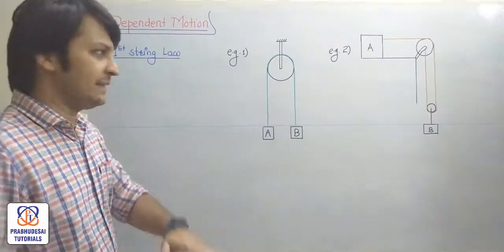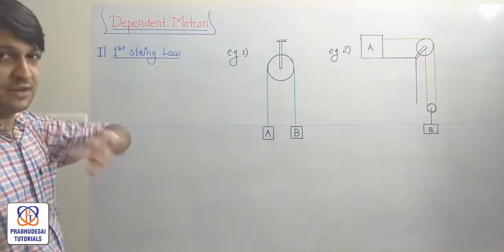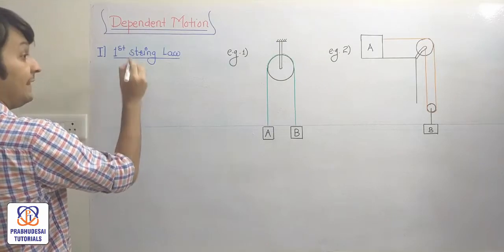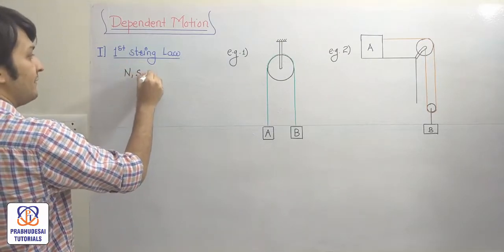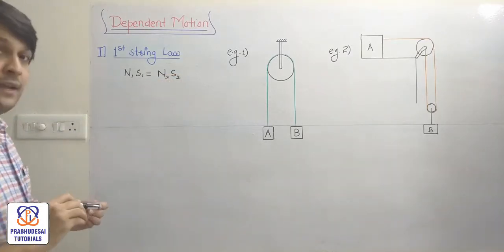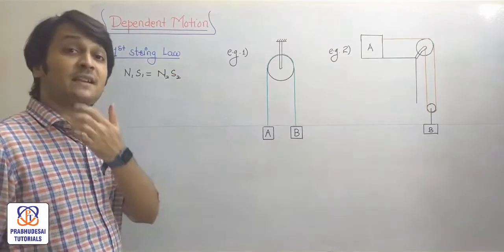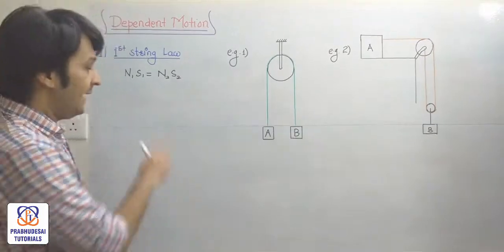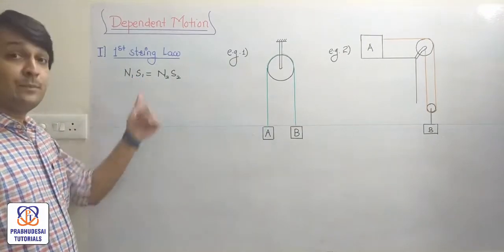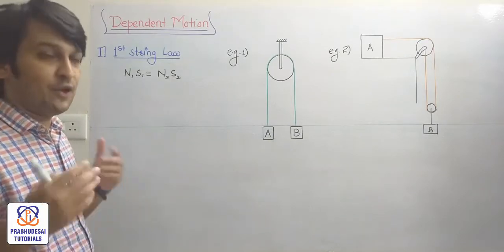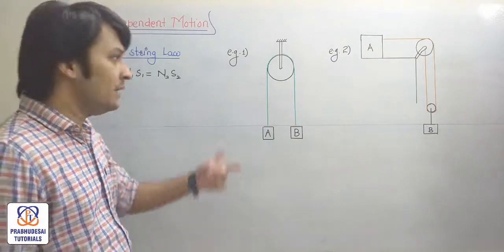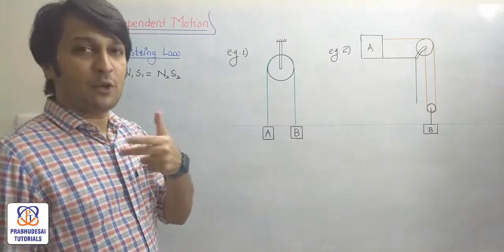How does this work? Check this simple and basic law, that is first string law. What is first string law? First string law is N1S1 is equal to N2S2. What do you mean by N1? N1 means number of string parts connected to object 1, and S1 is position or displacement of the object 1. Correct? N2 is again number of string parts connected to object 2. S2 is distance or displacement of object 2.